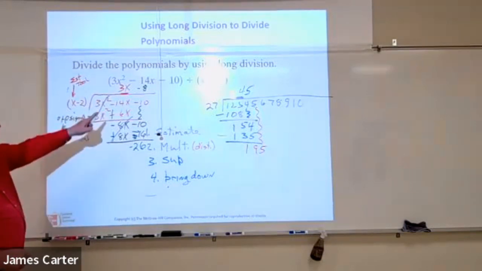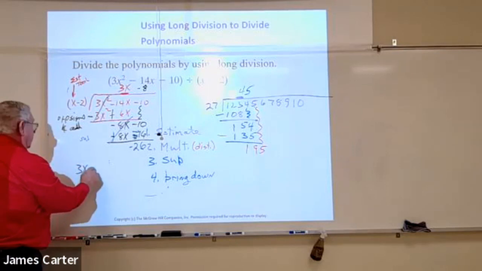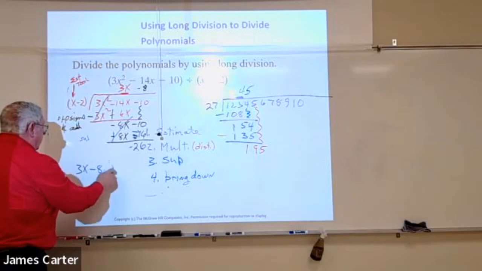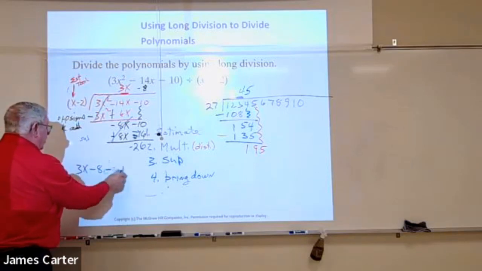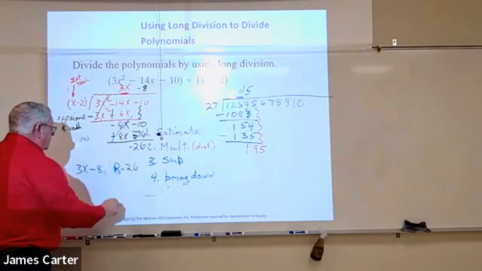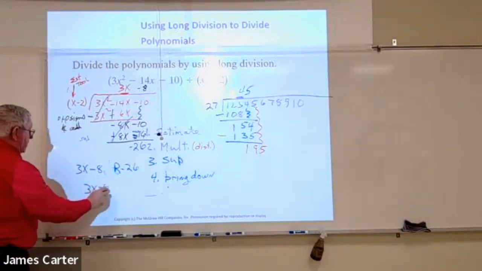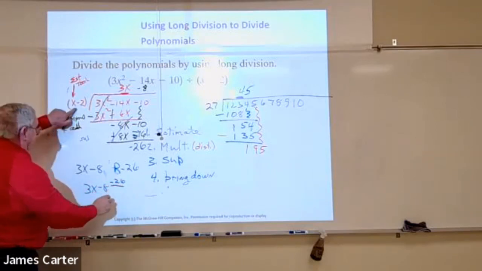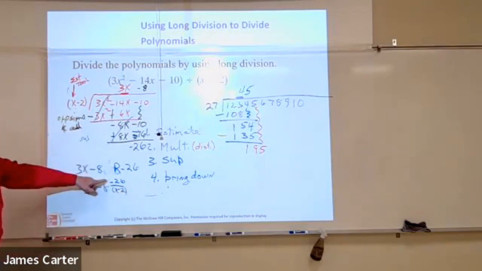Now, my answer on this problem then is I have 3x minus 8 with a remainder of negative 26. Or I could show it in fraction form, 3x minus 8 and negative 26 over x minus 2. Now, what in the hell am I talking about here?